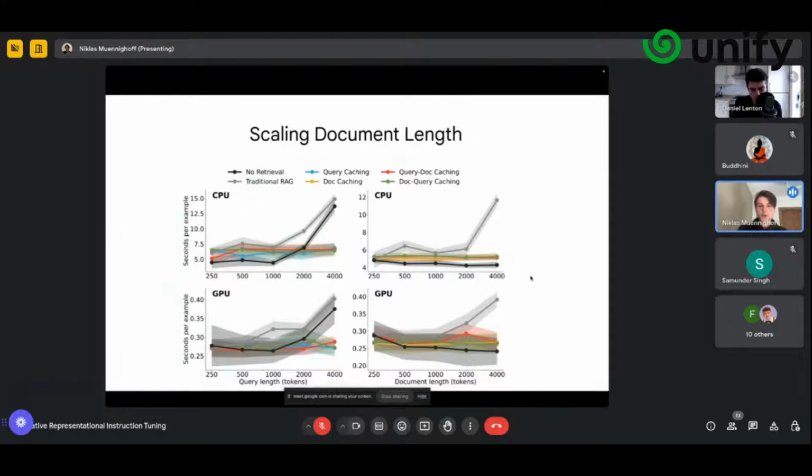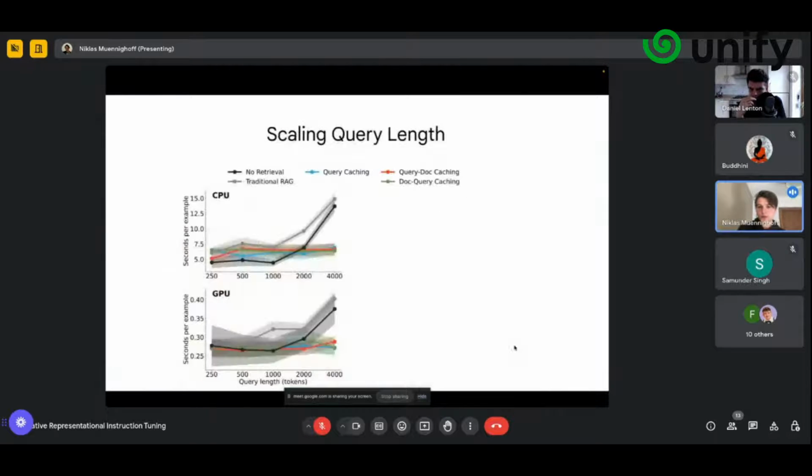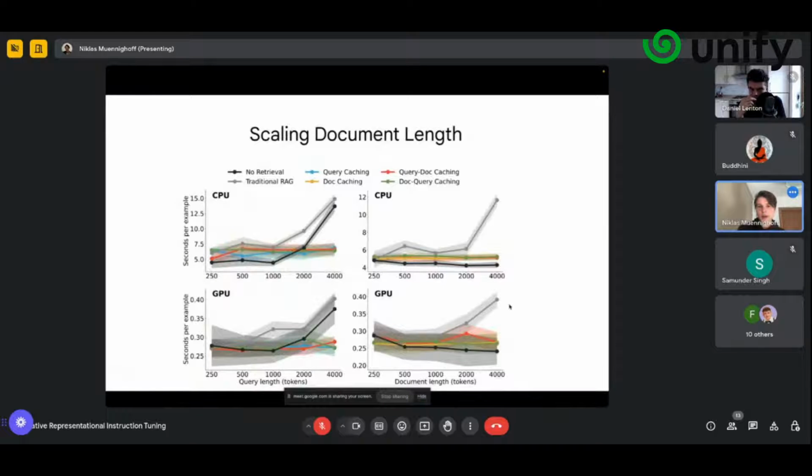And here, no retrieval also stays at the bottom because, of course, if we don't do RAG, then there is no document. So increasing the document doesn't change anything really. So doc caching can be really useful. That's probably the most useful of those caching methods because usually documents are pretty long. It didn't really impact performance. If we go back here, performance was roughly the same or even slightly better. And it can massively save inference time.